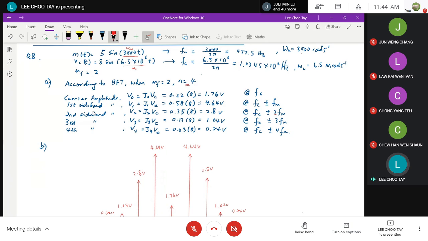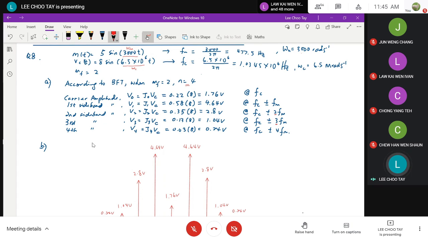And then for the third sideband amplitude, which is V3, it equals the product of J3 and VC. Again, J3 from the Bessel function table is 0.13, VC is 8. That gives us a third sideband amplitude of 1.04 volts. And this third sideband is at FC plus minus 3 FM. These three represent the third sideband.